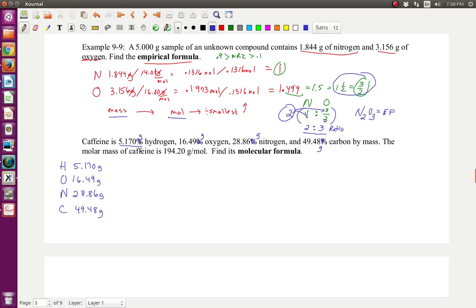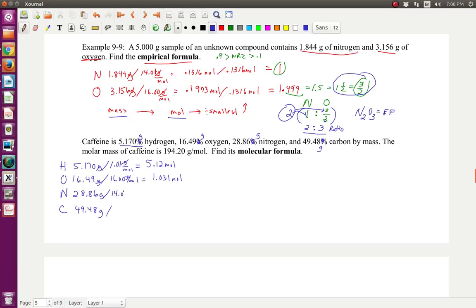I turn mass into moles by using the molar mass. I look on the periodic table, and the molar mass of hydrogen is 1.01 grams per mole. Grams cancel, and I get 5.12 moles. That's 3 sig figs because of 1.01, but you might use 4 because of this right here. It's not going to make a huge difference on this portion. Oxygen is 16.00 grams per mole. The grams cancel, so we have just moles, and that is 1.031 moles.